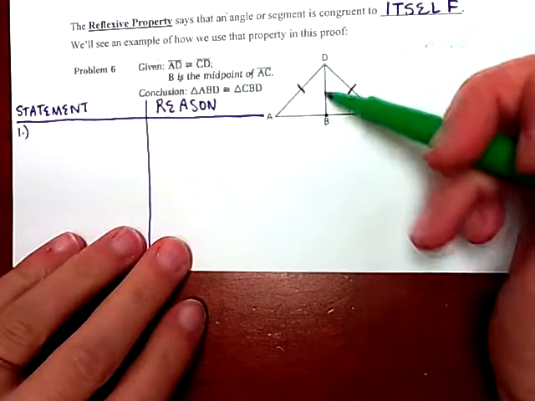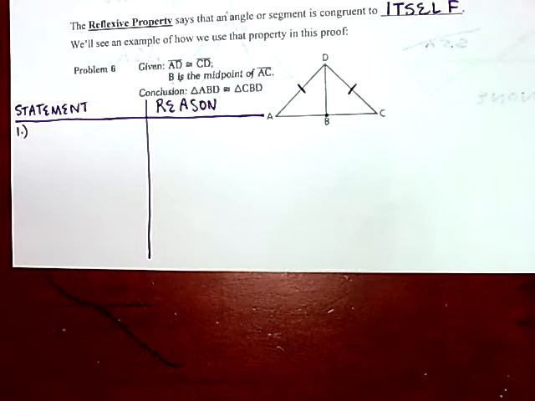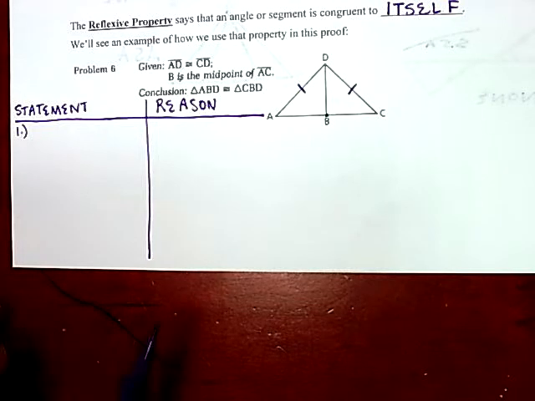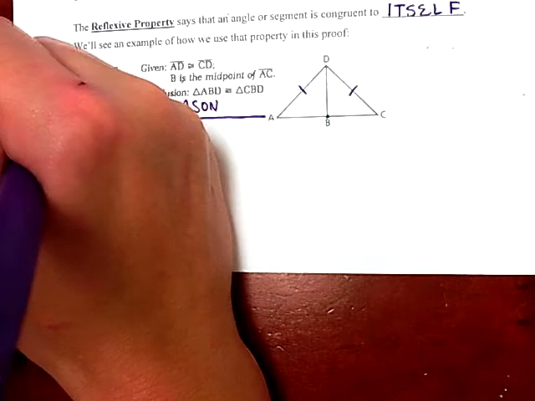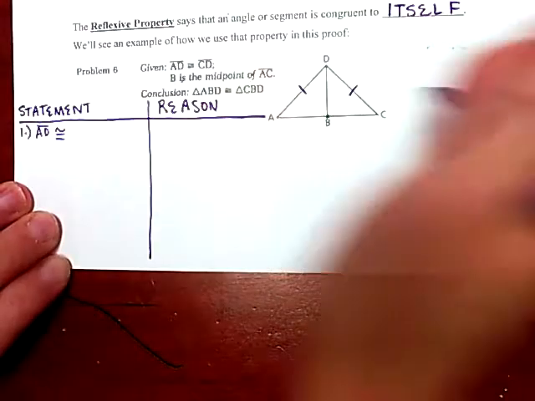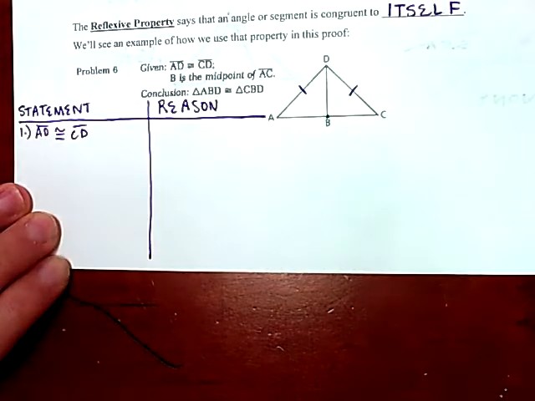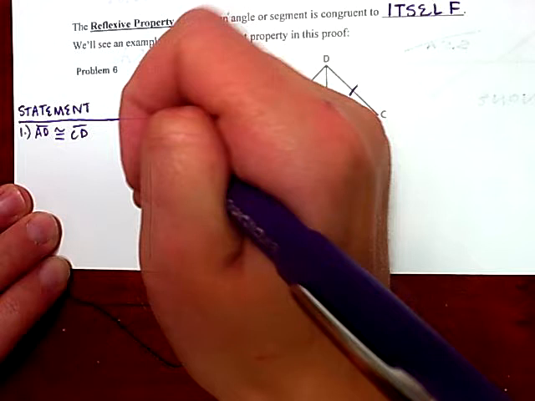And then I know BD is congruent to itself, so I'm already thinking about side, side, side, right? So before I even begin, I've already identified what method I could use here. And now I just have to lay out each part line by line. So I'm going to start with my givens. AD is congruent to CD. And my reason is given.